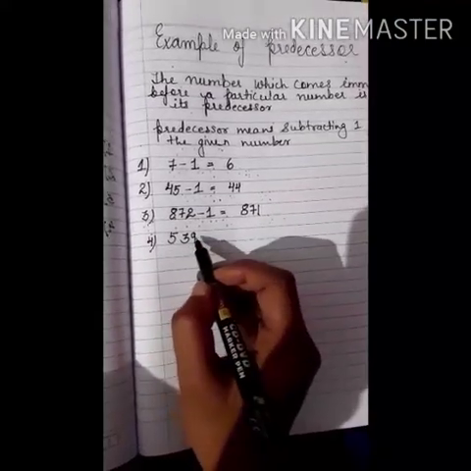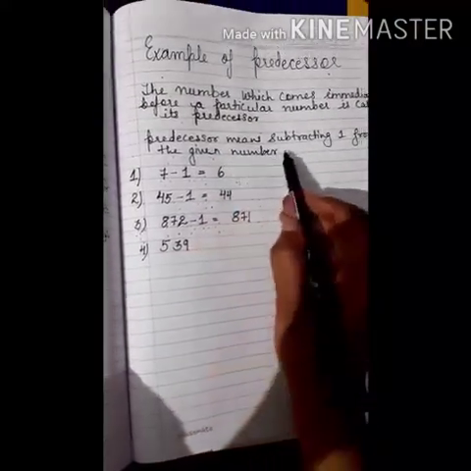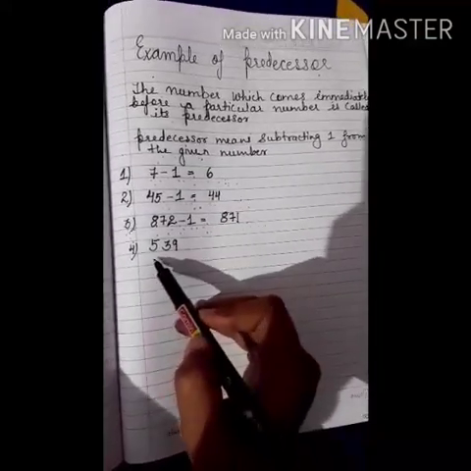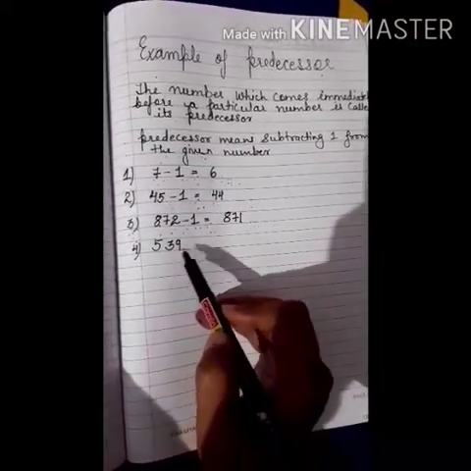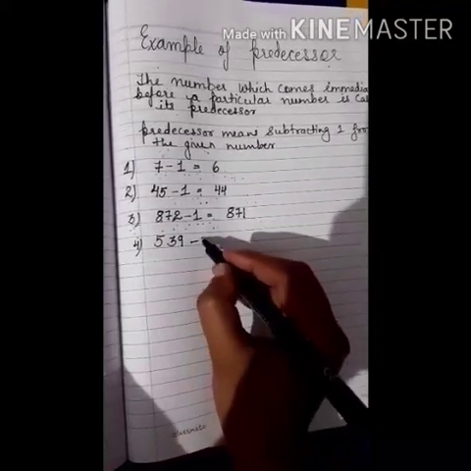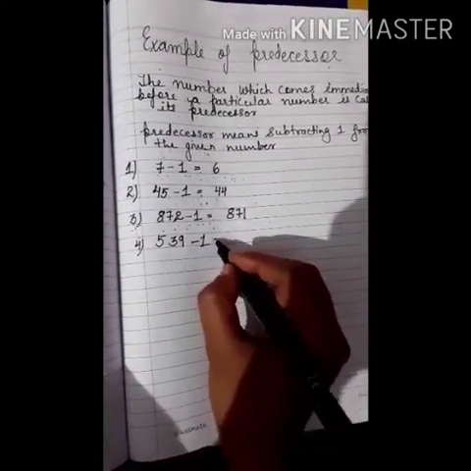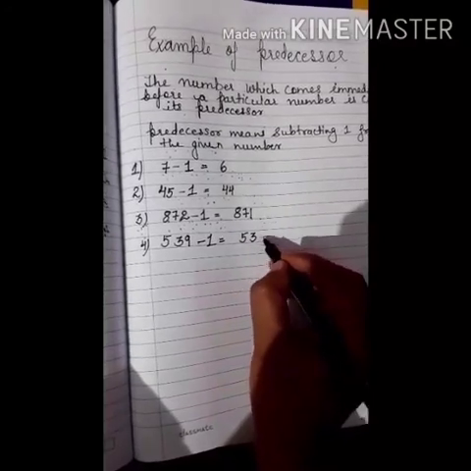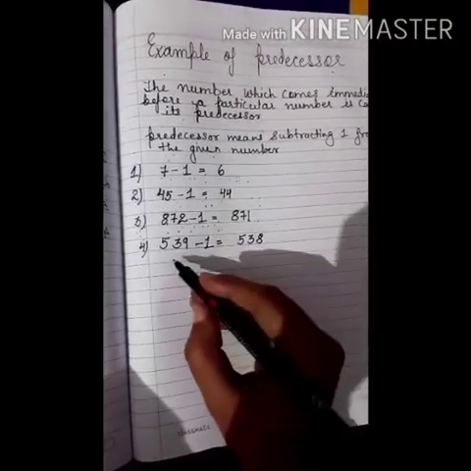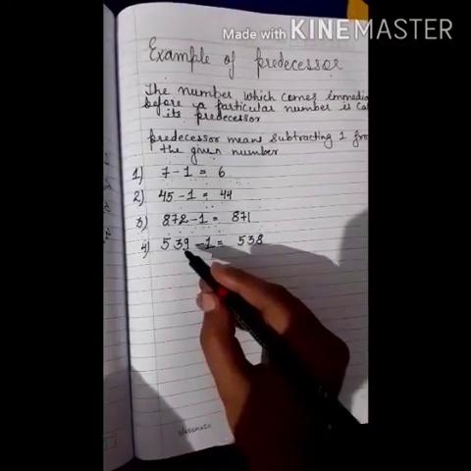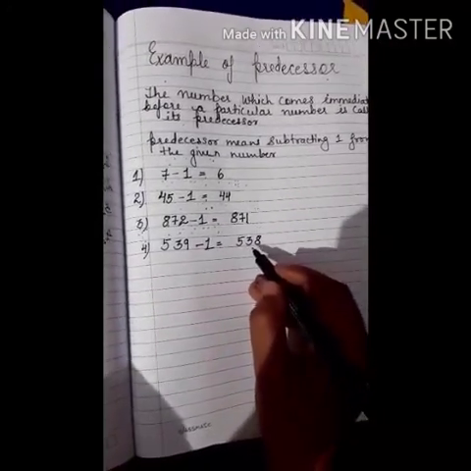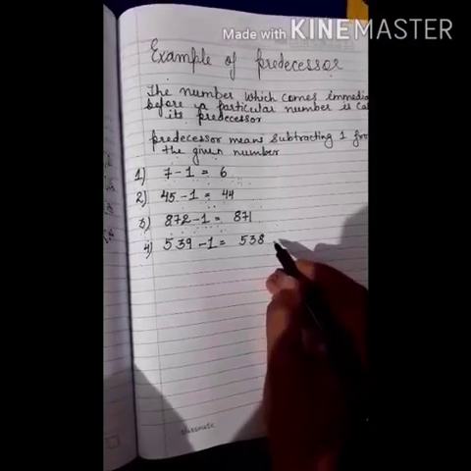Let us take another example. So what is the predecessor? Predecessor means subtracting 1 from the given number. So children, the given number is 539. So minus 1, it will give us 538. So the predecessor of 539 is 538.